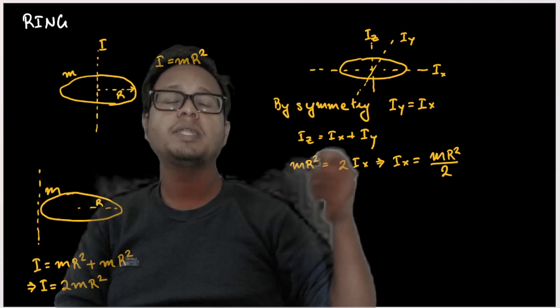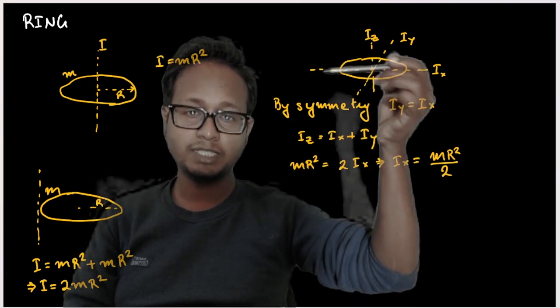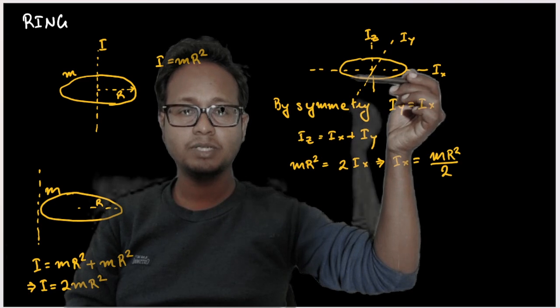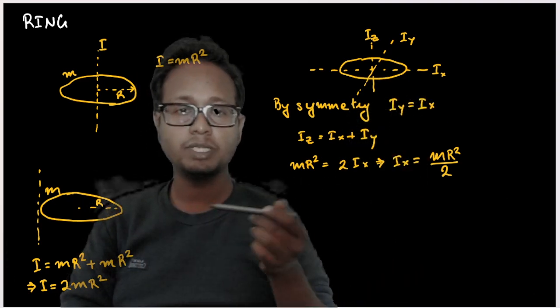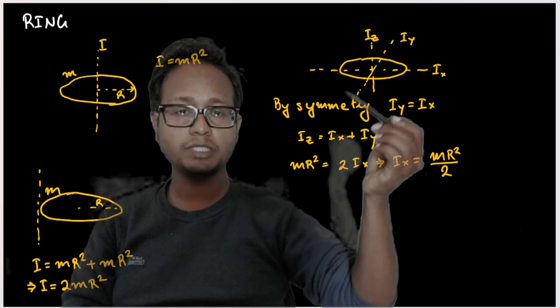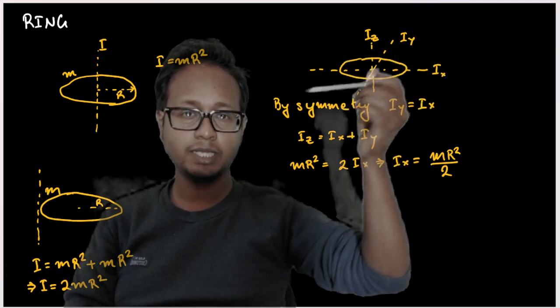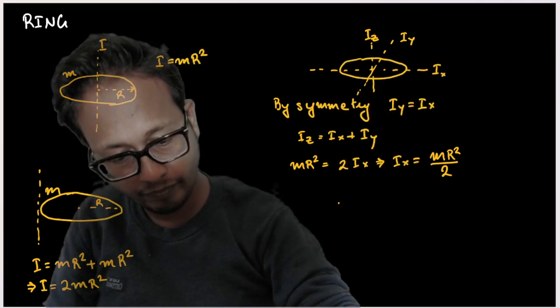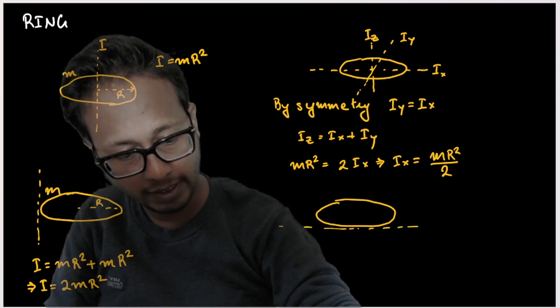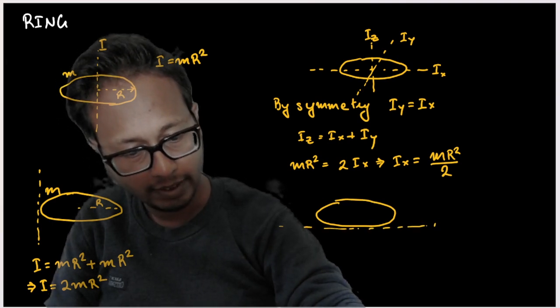There might be another variation of the question. If this axis in the plane of the ring is touching one of the surfaces of the ring, then again you apply the parallel axis theorem. The Ix or Iy here is passing through the center of mass of the ring. If you apply the parallel axis theorem, you can find the moment of inertia about this axis in the plane of the ring.